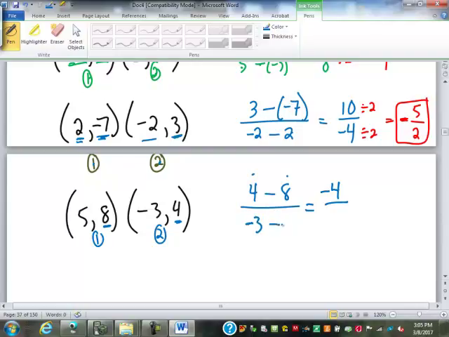What goes first on bottom? Negative 3 minus 5, good. It's x2 minus x1. x2 is the x coordinate of the second point. x1 is the x coordinate of the first point. Negative 3 minus 5 is negative 8. Now here we have a negative divided by a negative, which means we're going to have a positive answer. Both 4 and 8 reduce by 4 to give me 1/2. So that is a positive 1/2 slope.